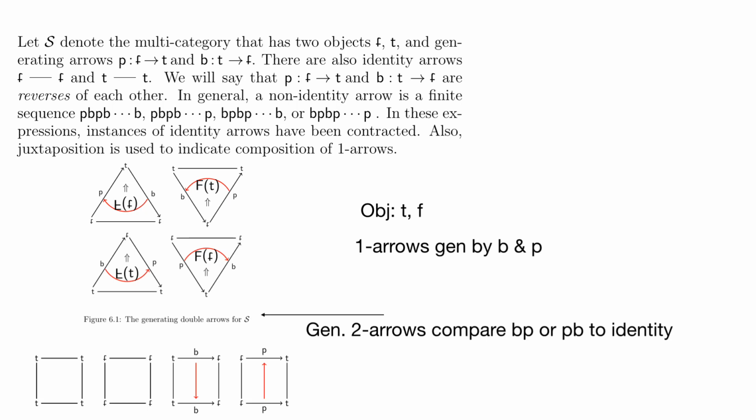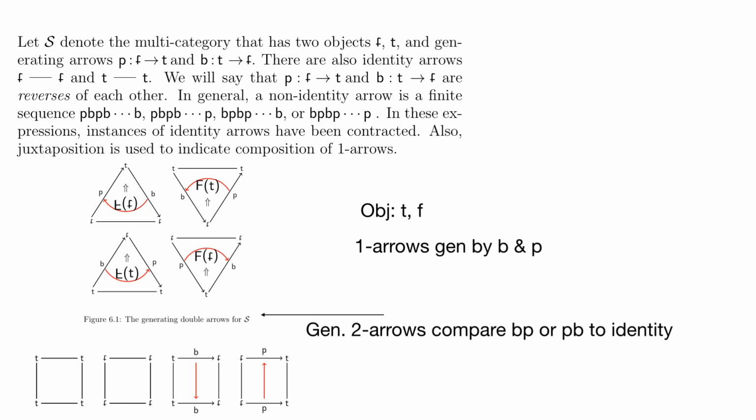Now, so we have the objects T and F. One arrow is generated by B and P. In general, one arrow is a finite sequence. And then we have two arrows. You see, if we start at F and move to T by means of P, and then move back to T by means of B, then we can compare that composition by means of a double arrow, upside down F, which compares that with the identity on F.